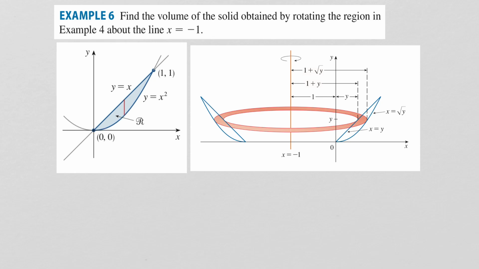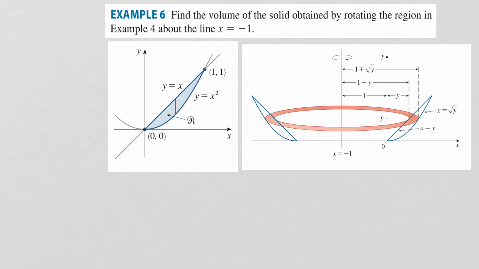In our final example, we are going to look at the same region from example 4, which is this region right here. But now we're going to rotate it about the line x equals -1. So let's think about that. X equals -1 is over here. So here is that line.